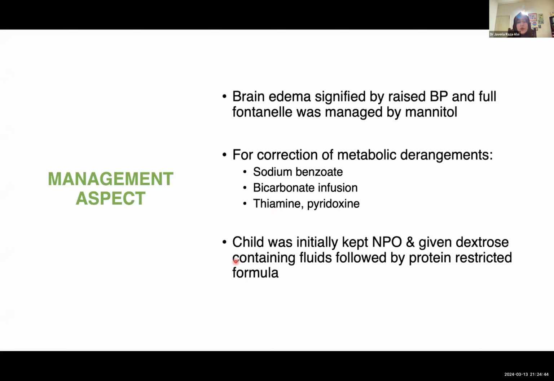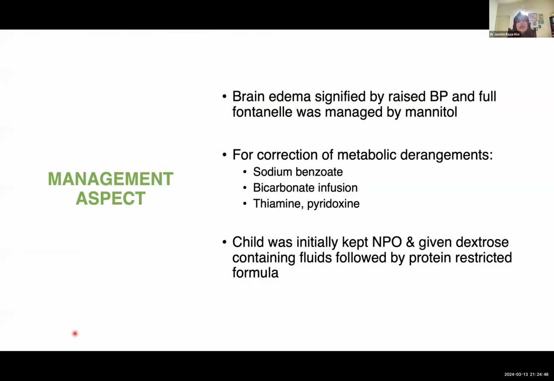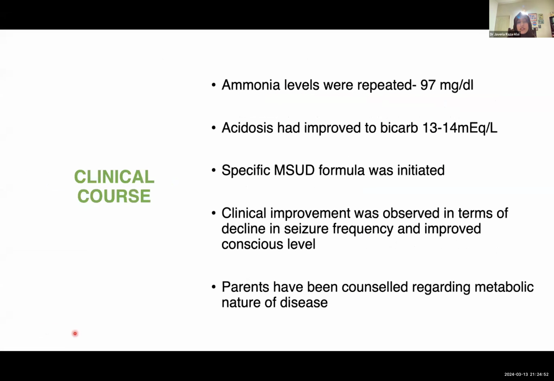And the child was kept NPO and given dextrose-containing fluids, followed by protein restriction formula. After all these measures, the clinical course and the biochemical profile started to improve. Ammonia levels were improved, acidosis had improved, and the bicarb was now 14 milliequivalents.